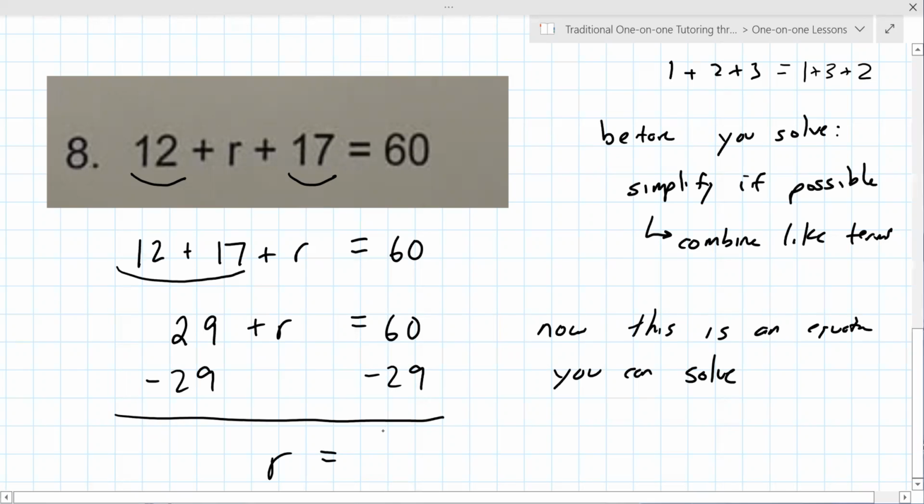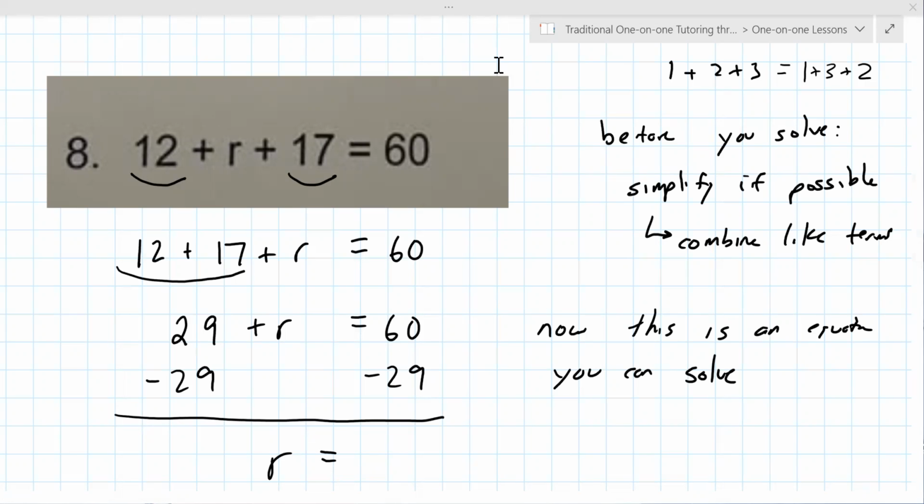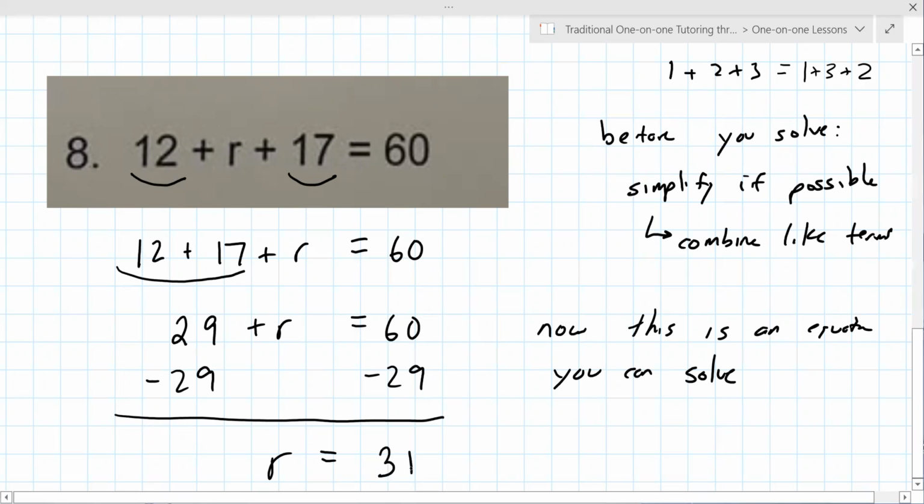39. Try again. Oh, 41. Try again. Wait, what? Oh, it's 60 minus 29. Right. Forgot about that. It is 31. I heard some different things. I heard some other numbers that weren't this.